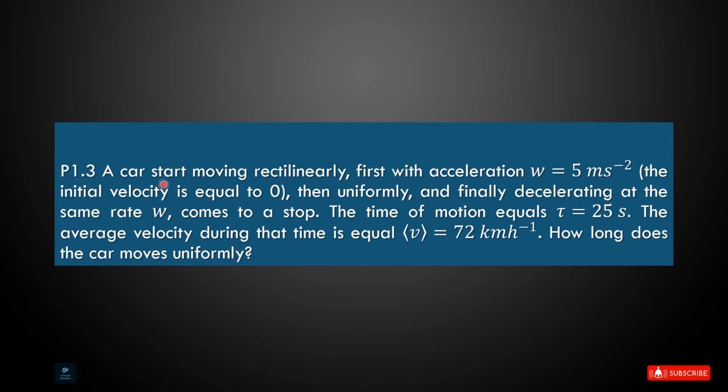A car starts moving rectilinearly, first with the acceleration w equal to 5 meter per second square, initial velocity being 0. Then uniformly the car moves and then finally decelerates at the same rate and comes to a stop. The time of motion equals 25 seconds. The average velocity during that time is equal to 72 km per hour. We are required to find how long the car moves uniformly.